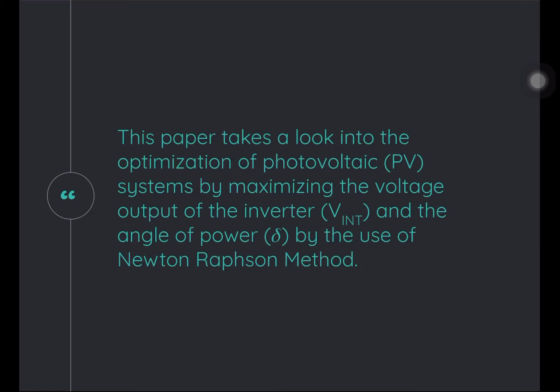This paper takes a look into the optimization of photovoltaic or PV systems by maximizing the voltage output of the inverter, denoted by Vint, and the angle of power, denoted by del, by the use of Newton-Raphson method.